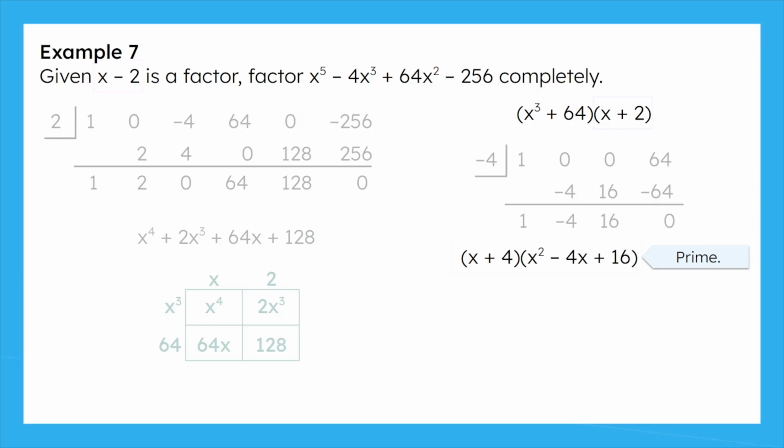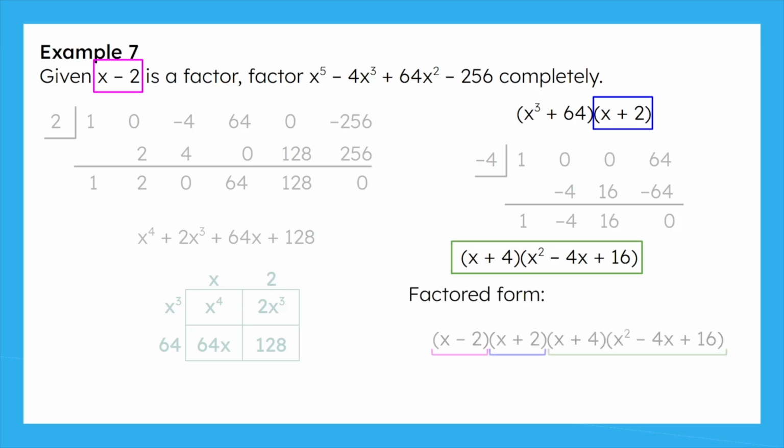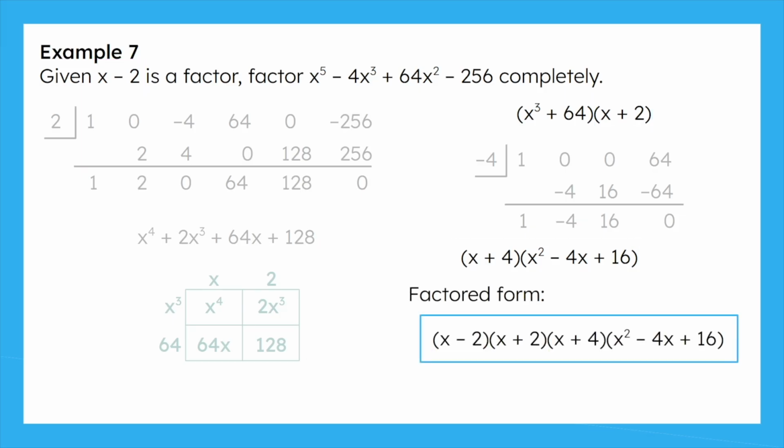So I'll take all of these factors to write the final factored form of the original polynomial, which is x minus 2 times x plus 2 times x plus 4 times x squared minus 4x plus 16. Make sure to go back and correct any mistakes in these three examples before moving on.